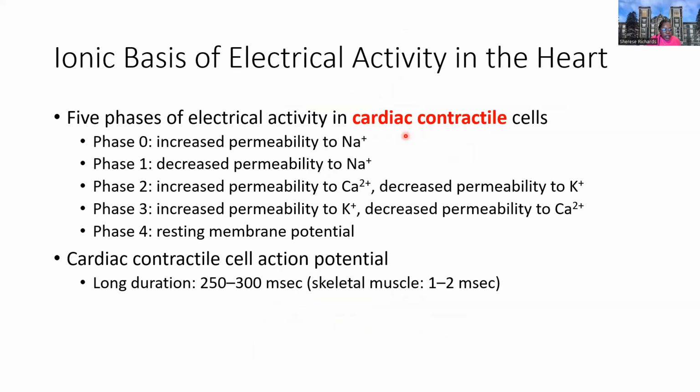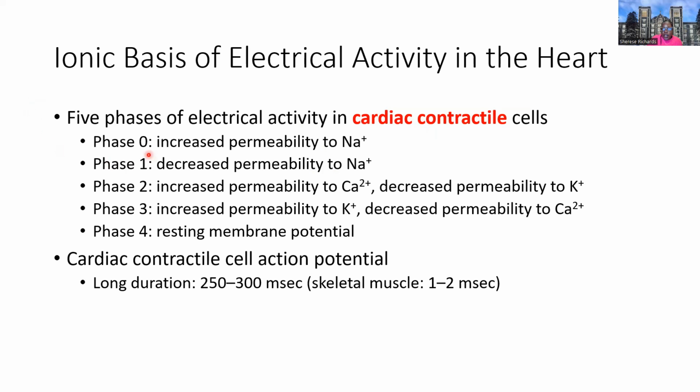Shift gears here and talk about the ionic basis of a non-pacemaker cell. This is going to be a typical contractile cell of muscle. This is not one that can autorhythmically or spontaneously depolarize. So for these cells, we have 5 phases of the action potential.